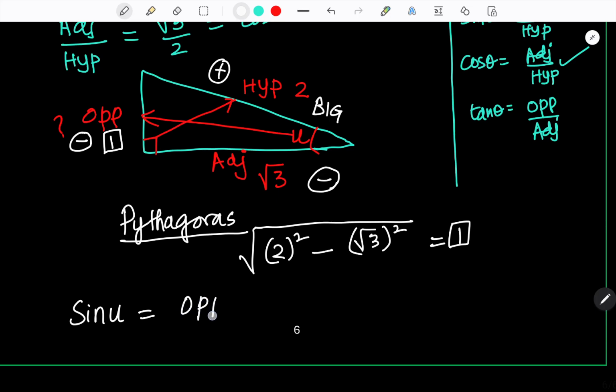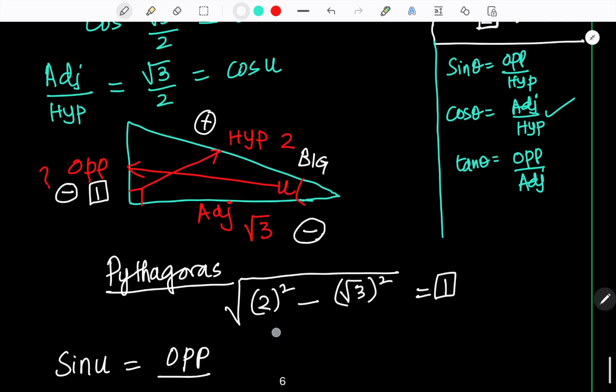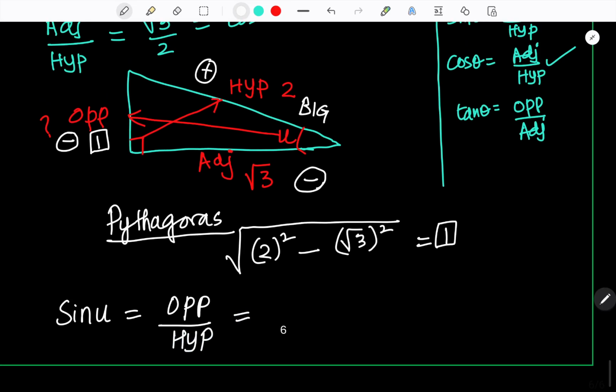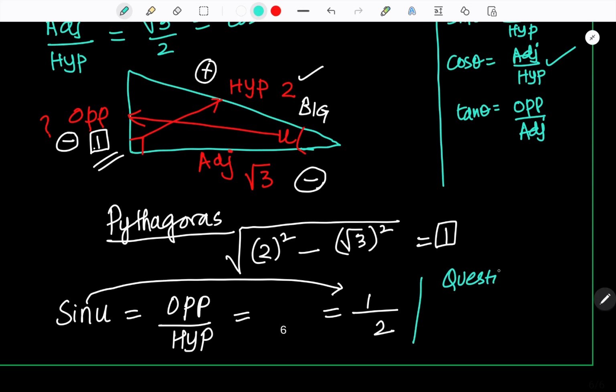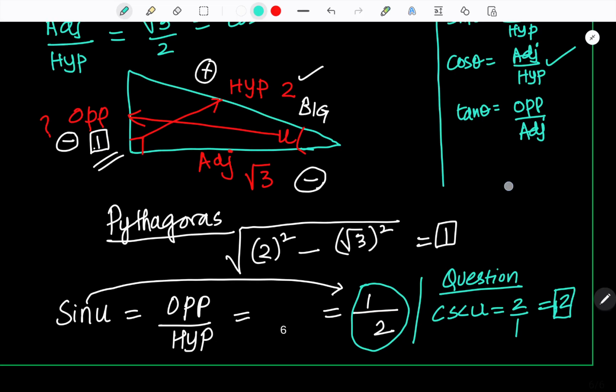What is sine? Sine is opposite side divided by hypotenuse, you can see the formula here. The opposite side is 1, and the hypotenuse is 2. This is sine. But your question is find cosecant u. Cosecant u means flip the sine u. So 1 by 2 is sine u. Flip it, 2 by 1, which is equal to 2. Look at your answer in the calculator slowly.